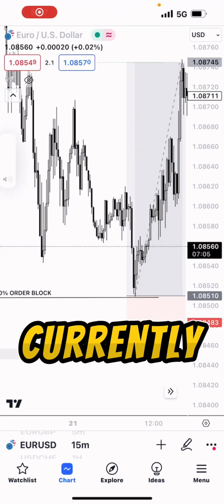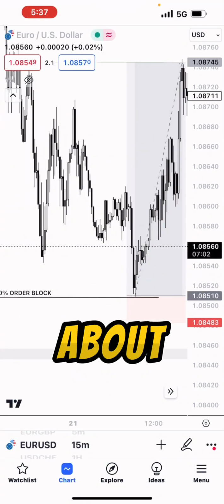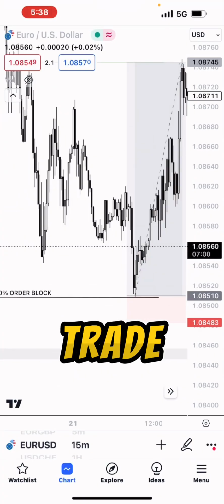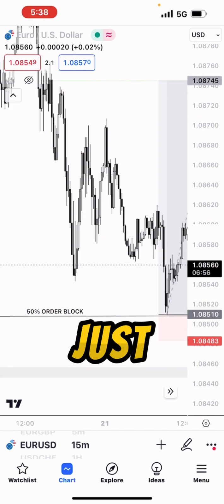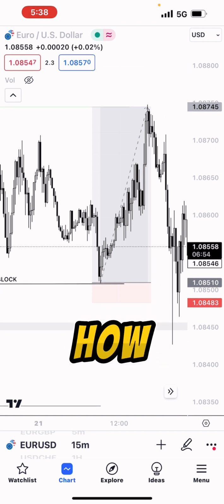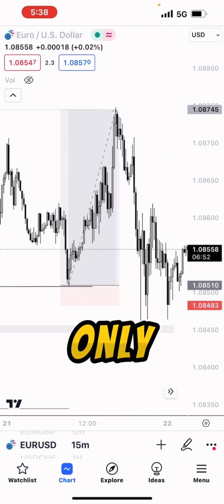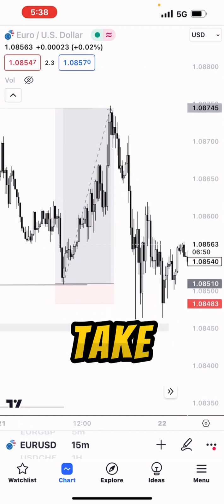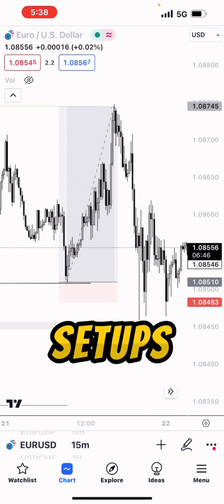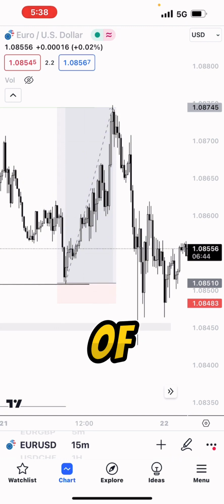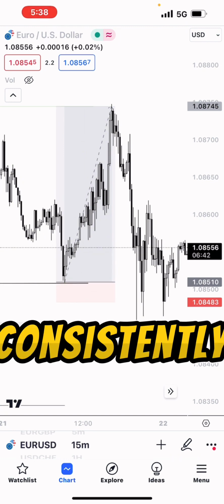Today is currently Tuesday and I'm here to talk about this Euro USD trade that I took today. So let's just get right into it and tell you guys how I found this. As you know, the only two trade setups that I take are order blocks and imbalance gaps. Those are the only setups that I take. Two types of setups that play out consistently.